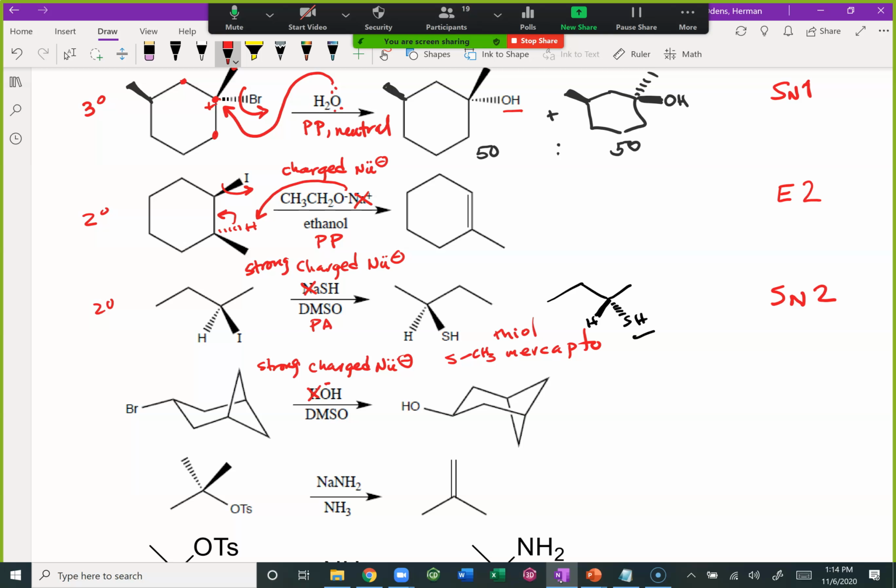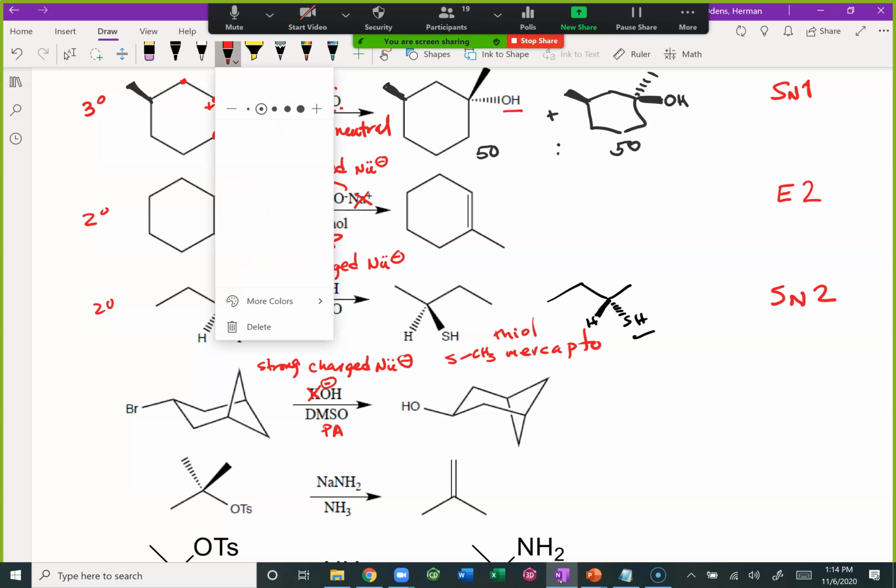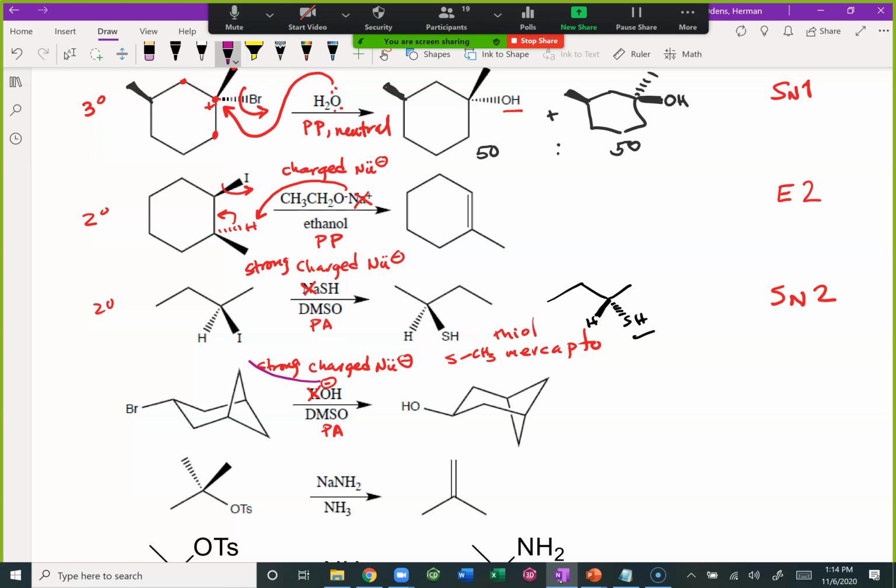This is OH. That's the base, and in this case, it's going to be the nucleophile. And the DMSO again is a polar aprotic solvent. All right, check this out. When this nucleophile comes and attacks here, it's gonna kick this guy out, right?